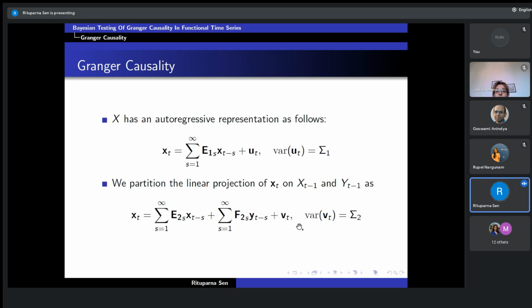If it is, then we say that y is useful in predicting future values of x in addition to what the x series already provides, and therefore y is Granger causing x. So that is the definition.